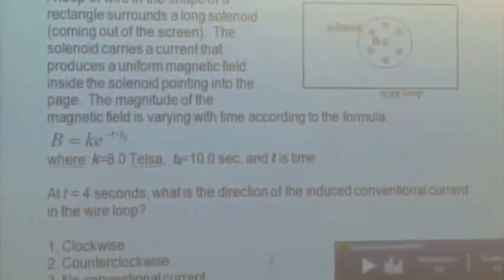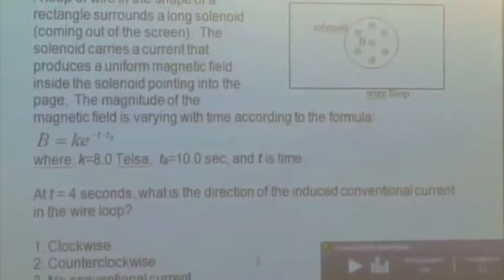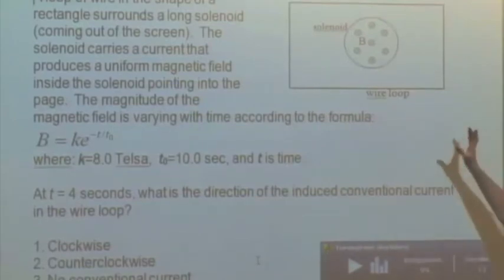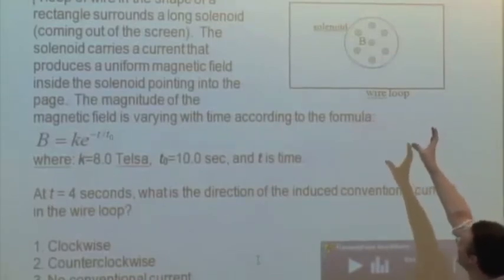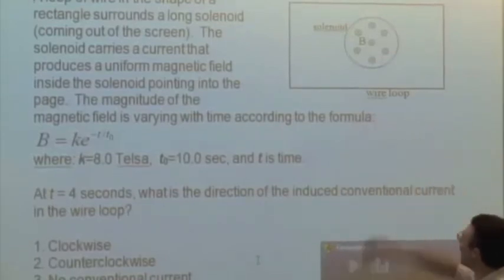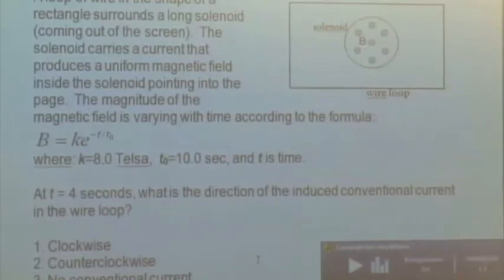You have a loop of wire. So here's the rectangle, just a single loop of wire. And you have a solenoid running through the loop. The solenoid is shown in cross-section here; you can imagine that cross-section running very long into and out of the board. That circular cross-section is the solenoid.